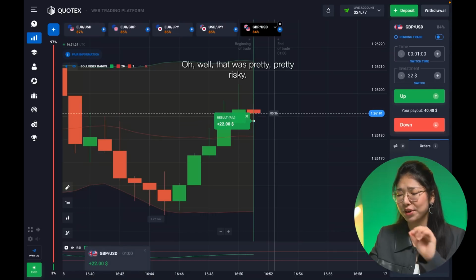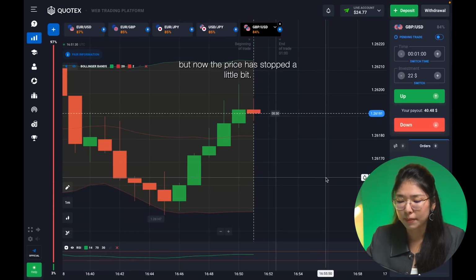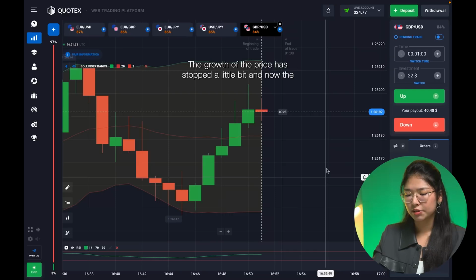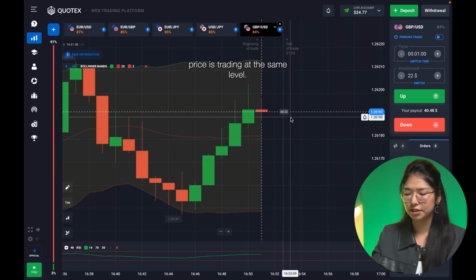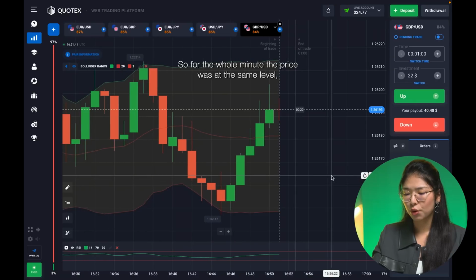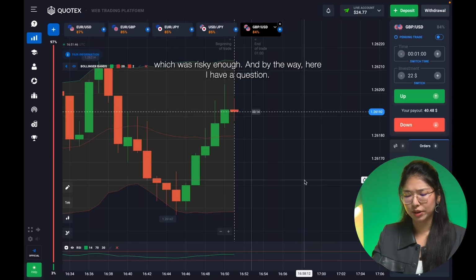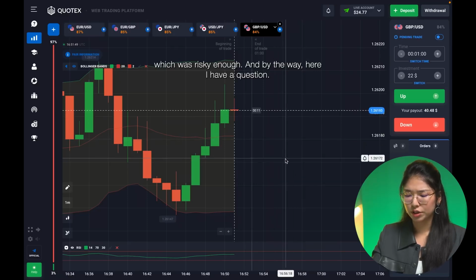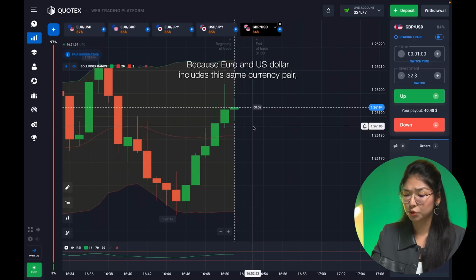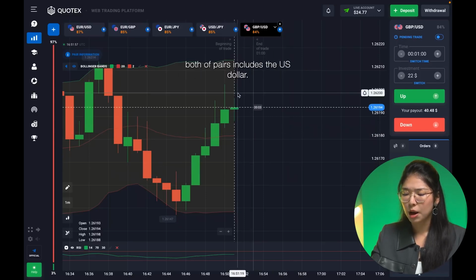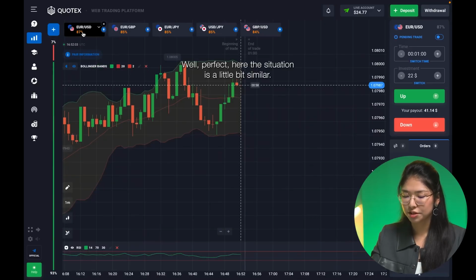Oh well, that was pretty risky. You see, the price had the potential to move up, but now the graph of the price has stopped a little bit, and now the price is trading at the same level. So for the whole minute the price was at the same level, which was risky enough. And by the way, here I have a question. What's happening with euro and US dollar? Because both pairs include the US dollar. Well, perfect. Here the situation is a little bit similar.